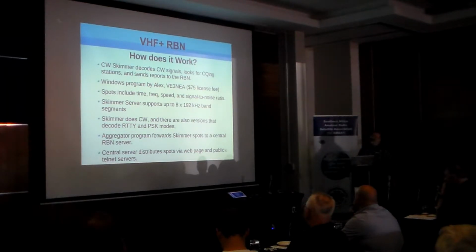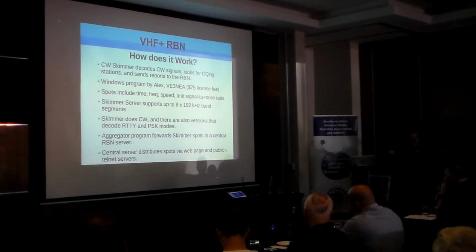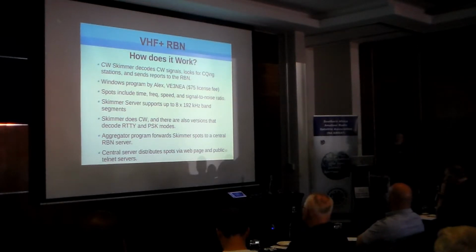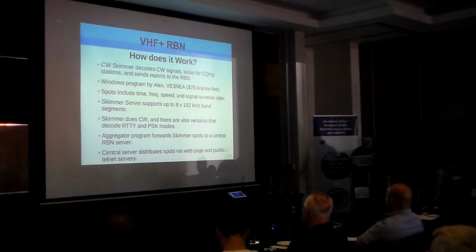Then you get with it a skimmer server, and the skimmer server can support multiple feeds that it can read. So you can maybe have SDR dongles monitoring different bands and feed all that information to the skimmer server, and it will then decode all of that and pass it on to the reverse beacon network. The reverse beacon network has also written what they call aggregator software, where you can take all this information and transfer it to the central server. And then the central server will distribute that information to all the different spotting websites that are out there.